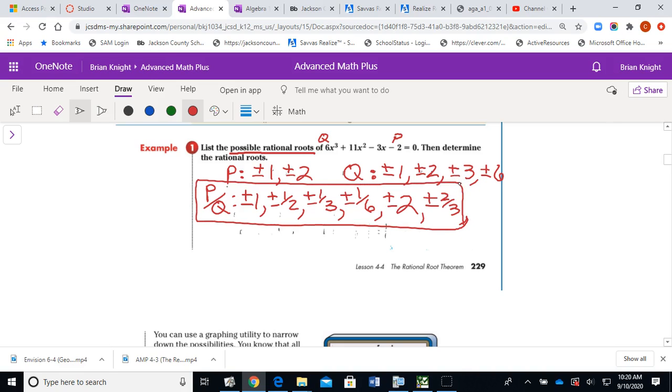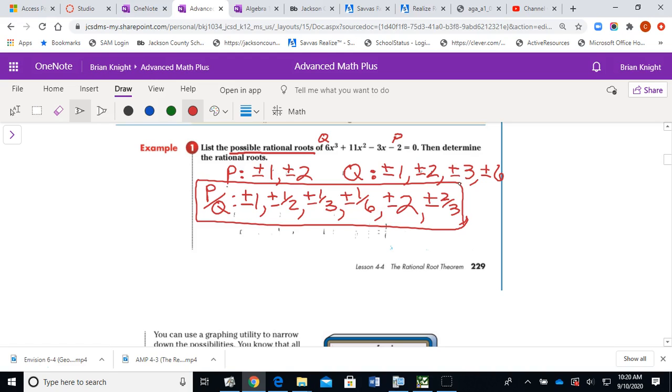Like I said, yes, we did this yesterday. But yesterday, my Q was always 1. You may have done this in Algebra 2. I'm not sure. I can't remember. Okay? So, just like yesterday, it says, then determine the rational roots.